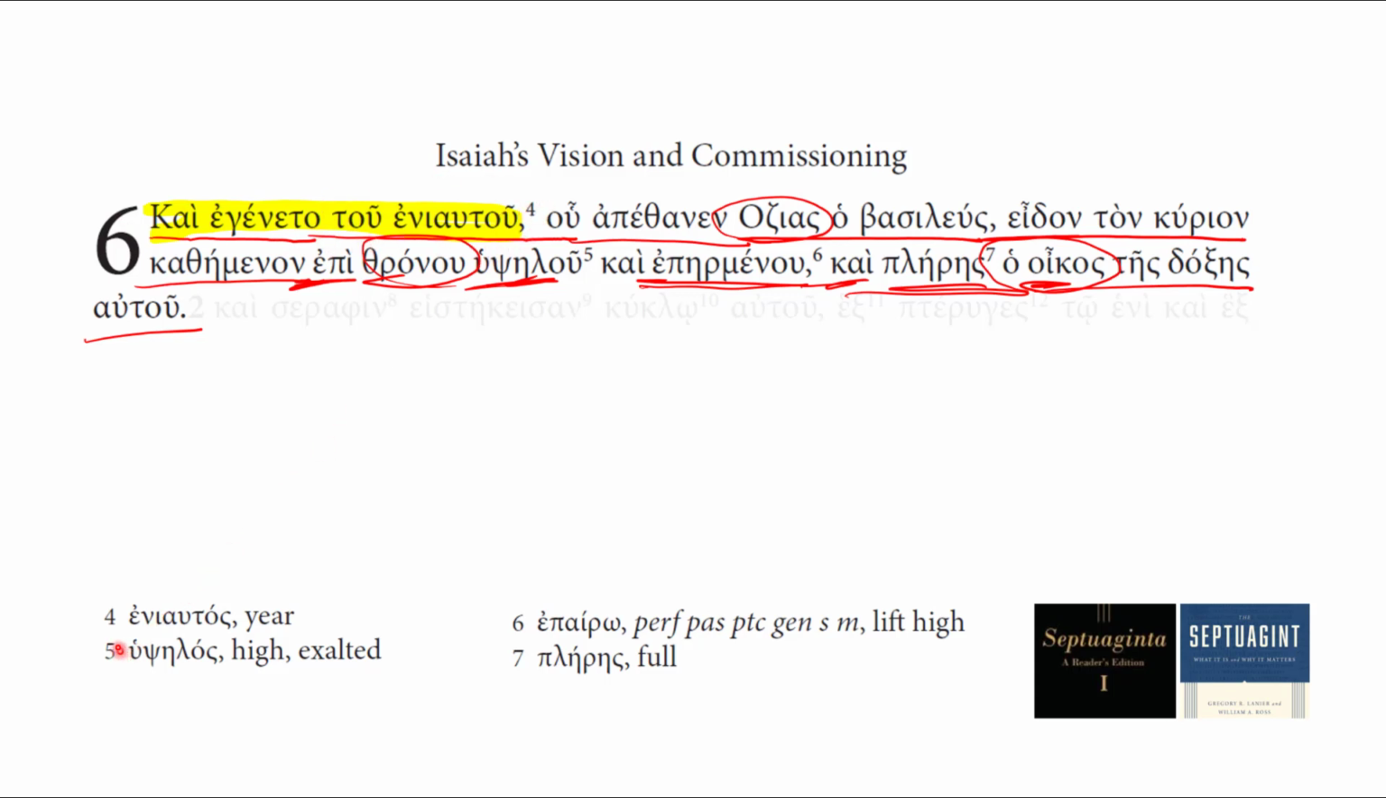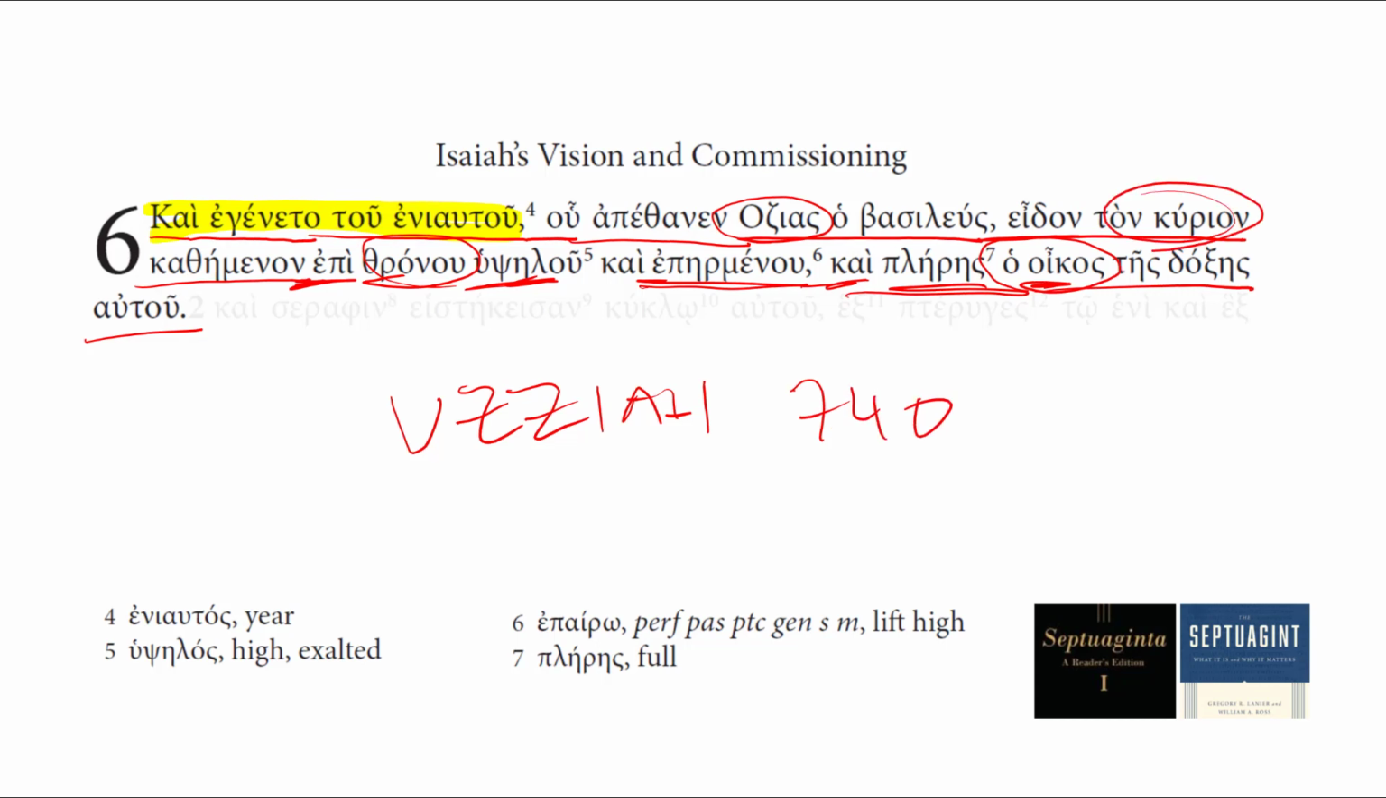Footnote 4, we see down here, is eniautos, meaning year. This noun here is in the genitive case indicating a time frame, and that is the death of Ozias. Ozias is actually a transcription of the Hebrew king Uzziah, who reigned until about 740 BC when he died.